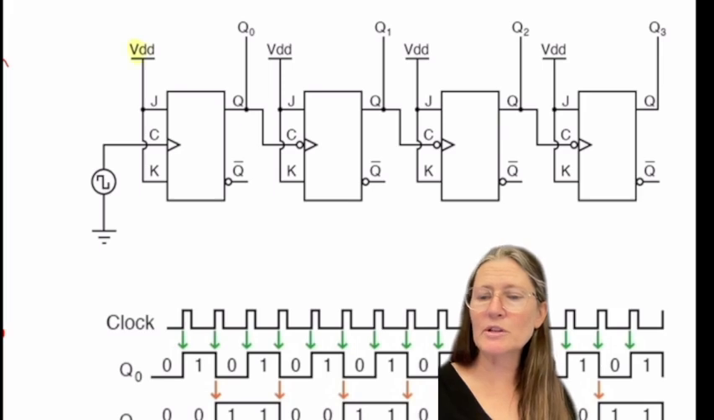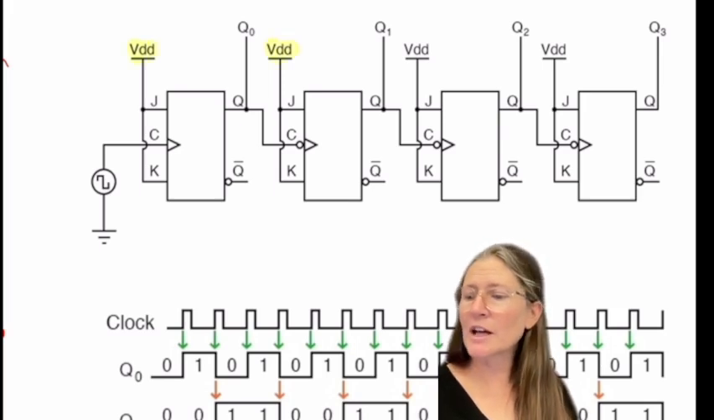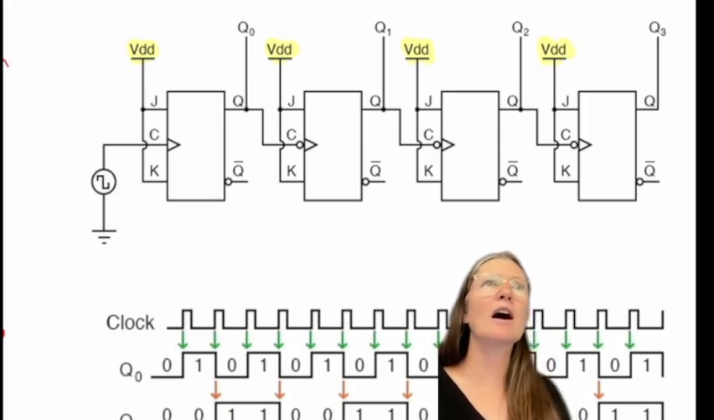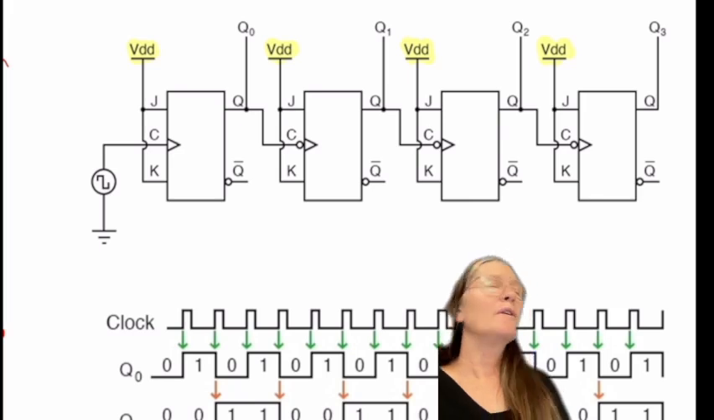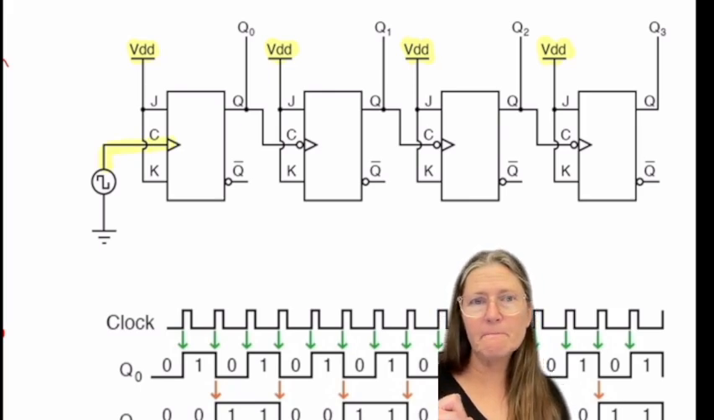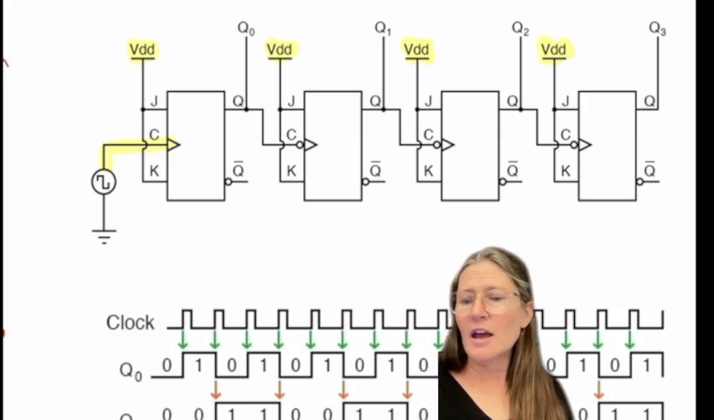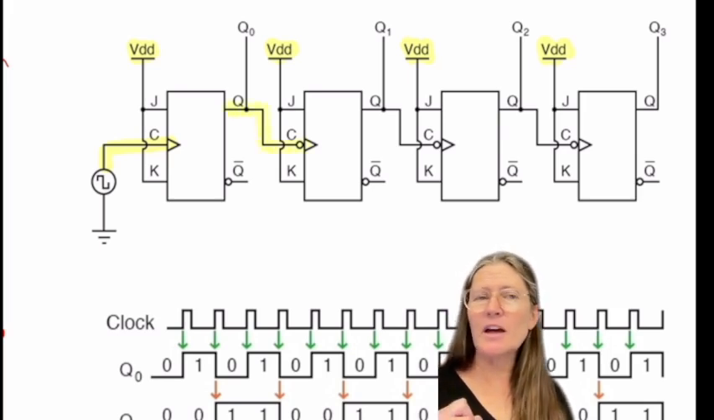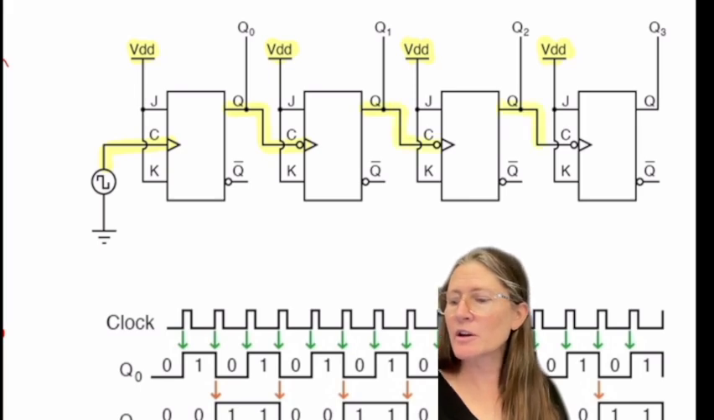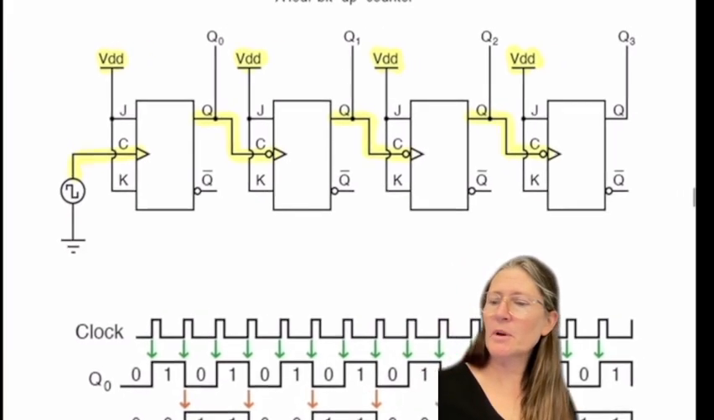We're going to put them all in that toggle state, so we're going to tie all the J and Ks to that high value. And then we're going to feed the clock only into the first one. And then this will be fed as our clock into the second one. Then we'll feed this in as the clock to the third one and the clock to the fourth one.